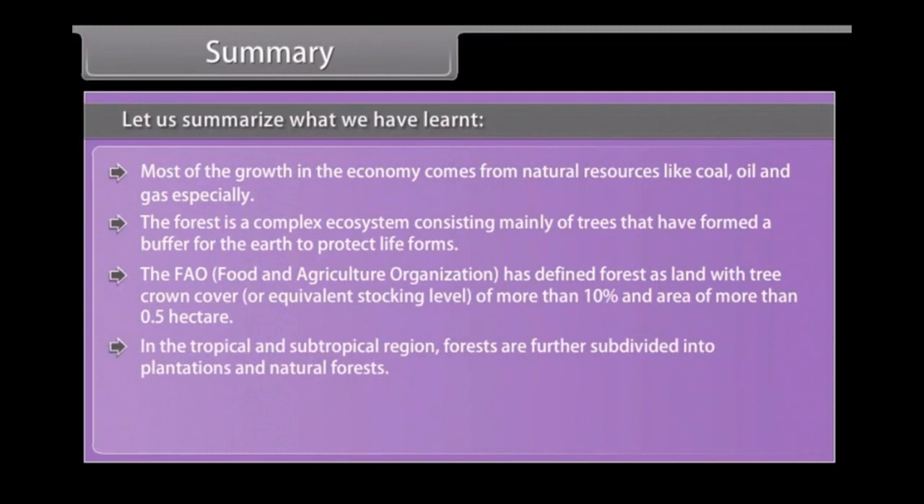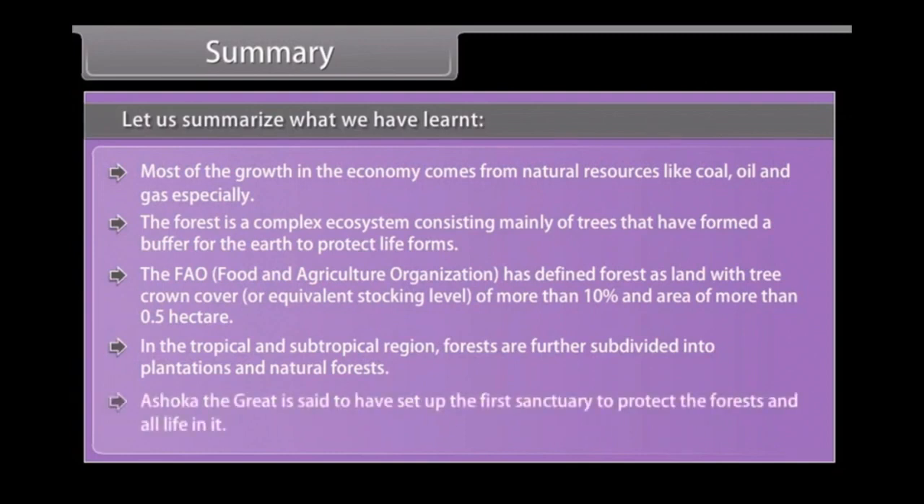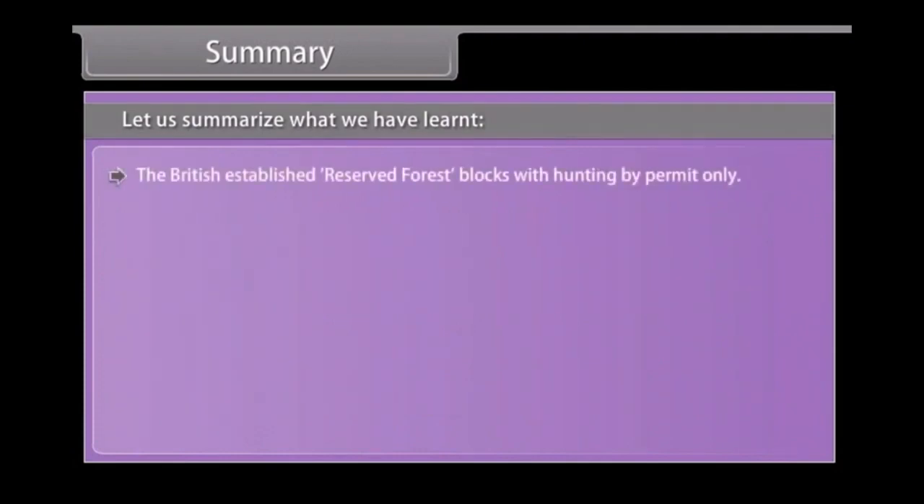In the tropical and subtropical region, forests are further subdivided into plantations and natural forests. Ashoka the Great is said to have set up the first sanctuary to protect the forests and all life in it. The British established reserved forest blocks with hunting by permit only.